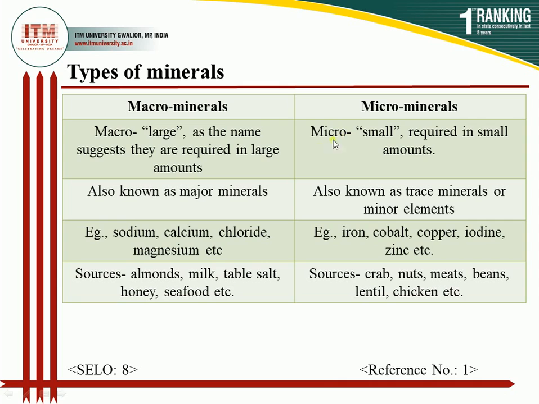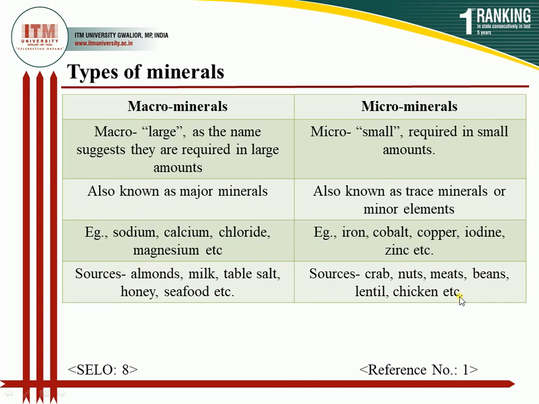Micro minerals. Micro, as we all know, means small. So our body needs micro minerals in very small amounts. That's the reason we also call them trace minerals or mineral elements. Iron, cobalt, copper, zinc, iodine are examples of microminerals, and the sources are crab, nuts, meats, beans, lentils, chicken, etc.